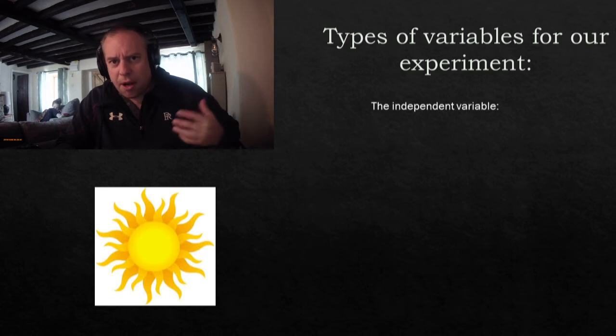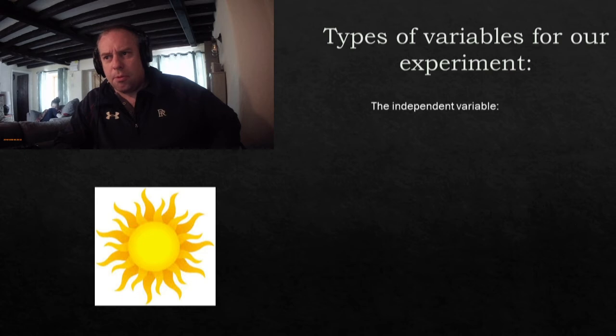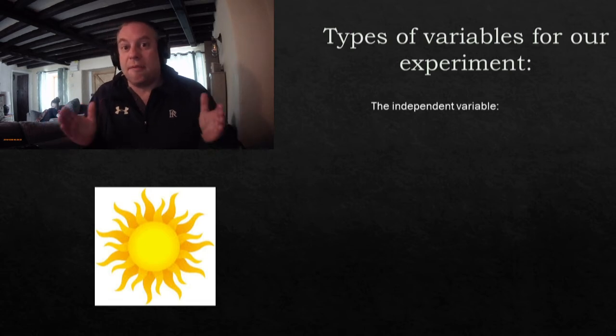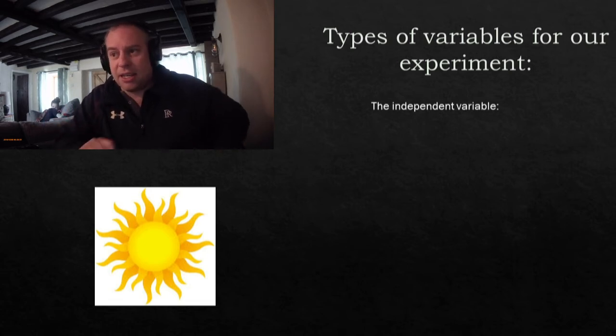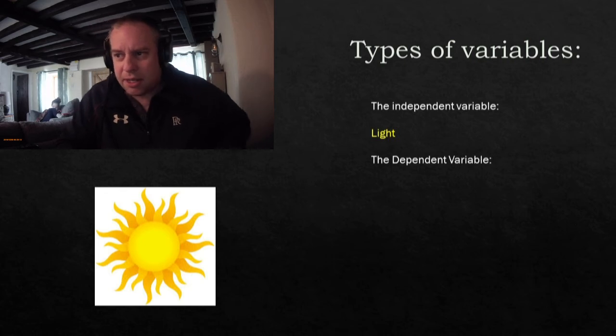So for the example I've given you for the seeds, I'm going to talk you through how to identify each of those variables. Now, the independent variable is the condition that we changed, and it's what we're actually investigating. So in this case, we are investigating light. We are seeing if light has an effect or not. So that's that. We then go to the dependent variable, the second type of variable we need to know about.